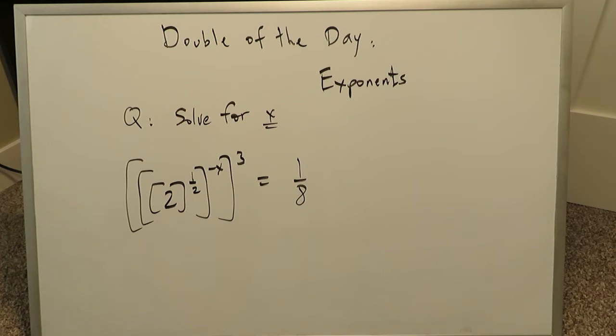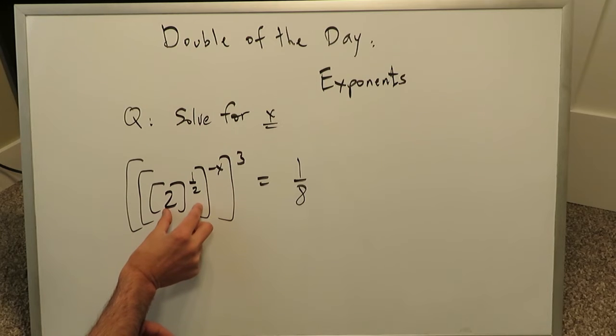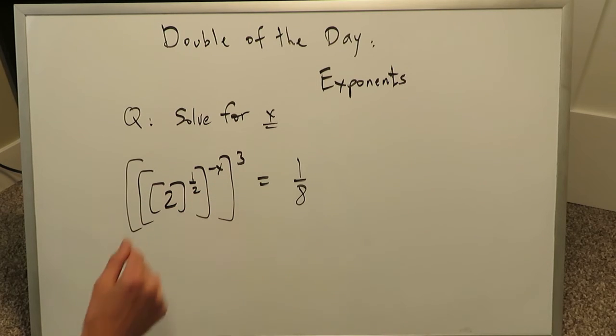Here is another expression. You have to solve for x right here. You have 2 to the power of 1 over 2 to the power of minus x, all to the power of 3, is equal to 1 over 8. It would be the smart way that you just multiply these exponents across rather than you individually evaluate as you open up the parentheses, because that will get complicated.